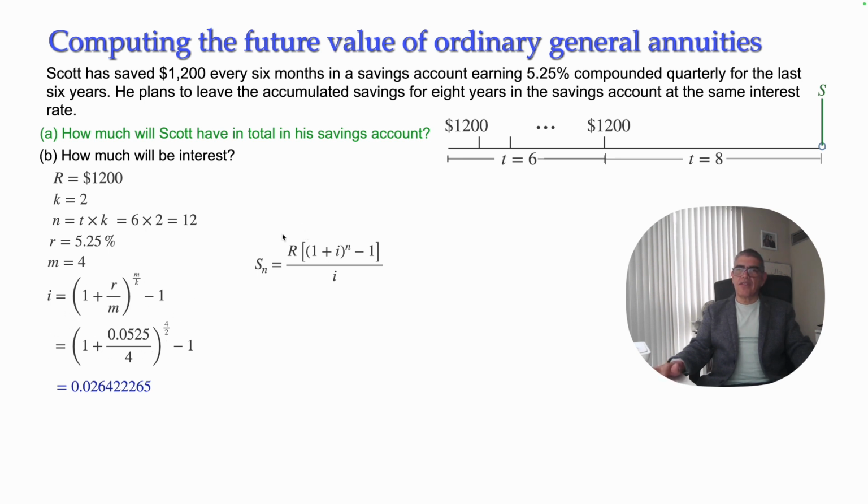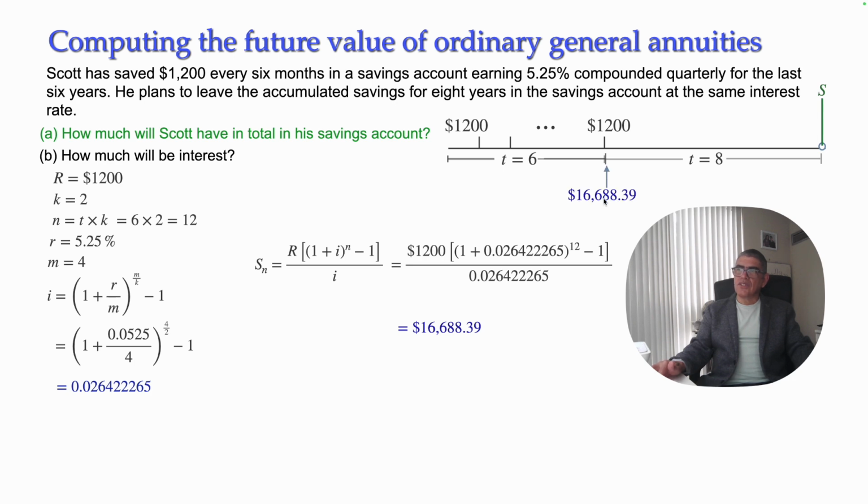Okay, now that you have this, let's make a substitution. R equal 1200, I is the number that we have just found, and N equal 12. So I make a substitution, use a calculator, and I found that this is 16,688.39. So this is the amount that Scott has at this point here, at the end of the annuity.